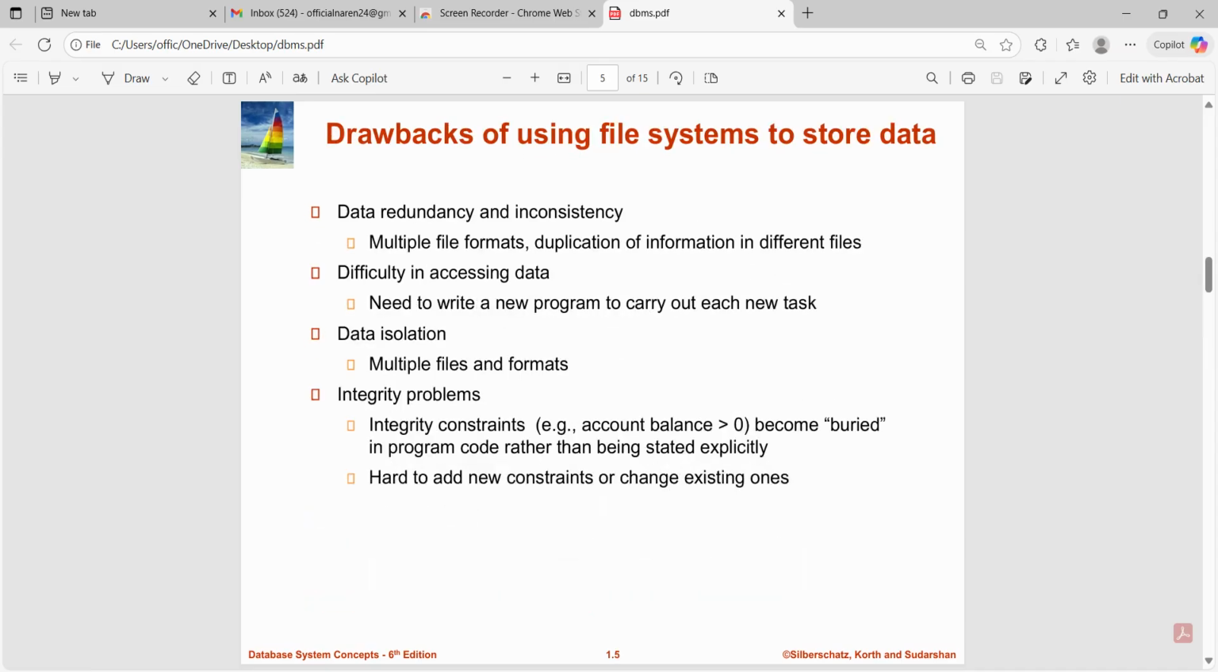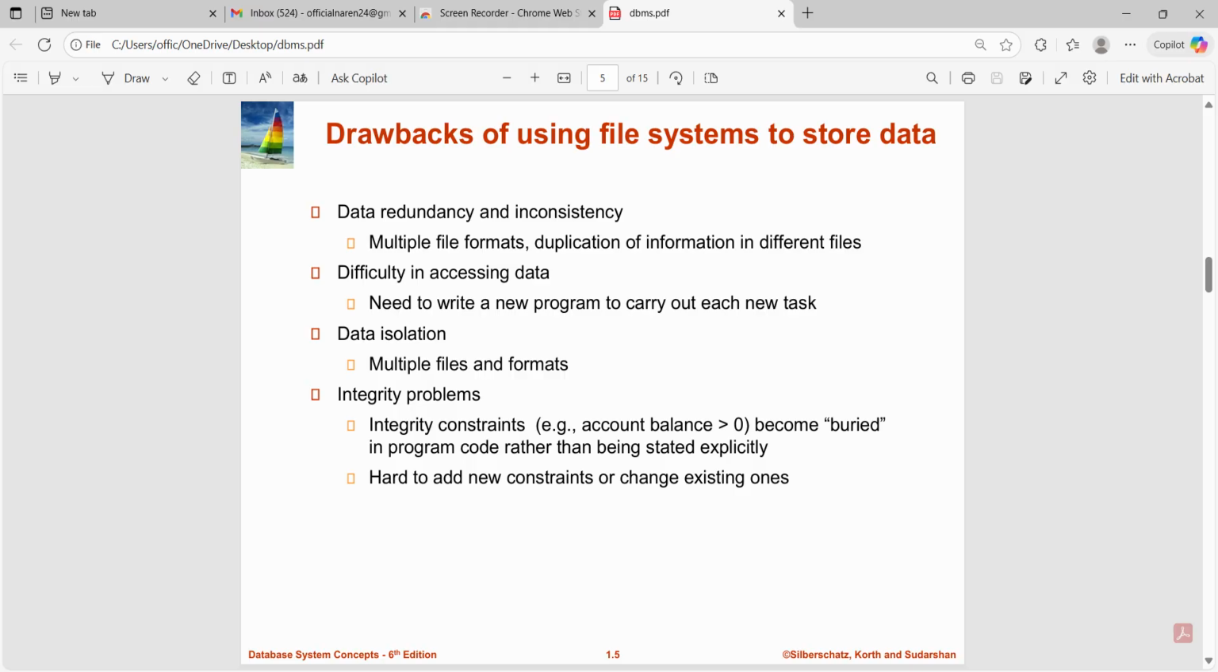So there are certain drawbacks for using these kind of file systems in the database storage. For example, it can be data redundancy and inconsistency. That is, multiple data is being processed and stored in different types of format also. And it is difficult to access that particular data, so we need to carry out this task by writing a new program also. Data isolation: it is unable to isolate the particular data effectively because multiple files are being processed, and each and every file is being processed in a different way.